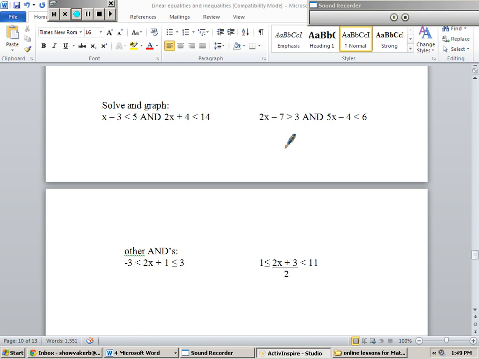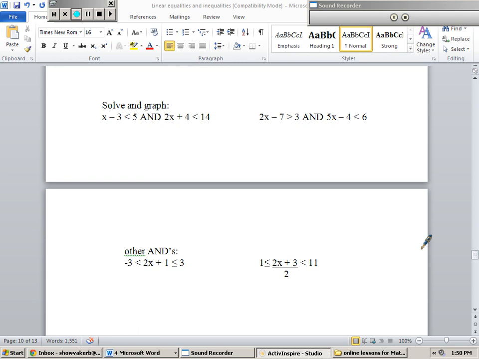Solve. 2x is greater than 10, x is greater than 5. Solve. 5x is less than 10, x is less than 2, getting ahead of myself. So x is greater than 5, and x is less than 2. Where do they overlap at? That's correct. They don't overlap. So if they don't overlap, there's no solution. That's the sign for no solution.